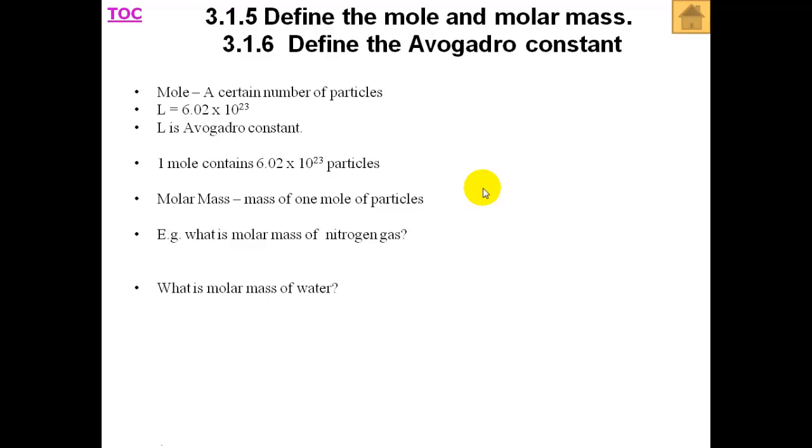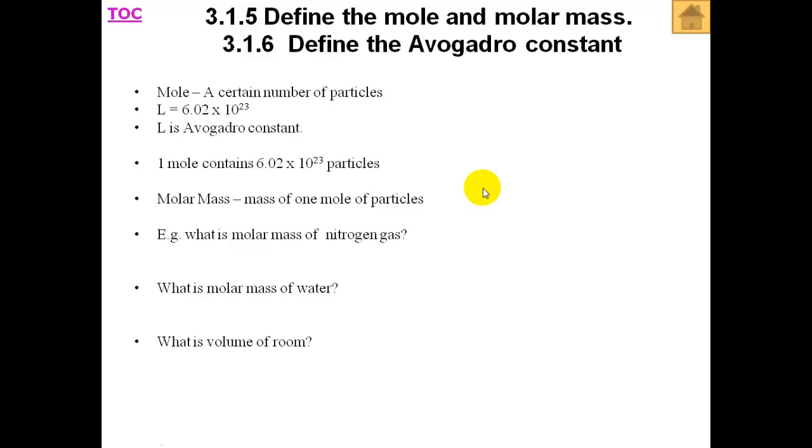What is the molar mass of water? Well, water is made of 2 hydrogens and an oxygen. Oxygen is 16, hydrogen is 1, so it's going to be 16 plus 2, which is 18 grams, the mass of 6 times 10 to the 23 particles, in other words, 1 mole of water.